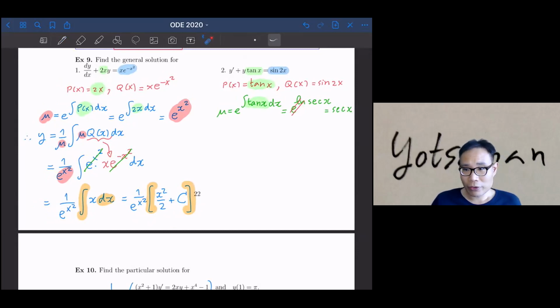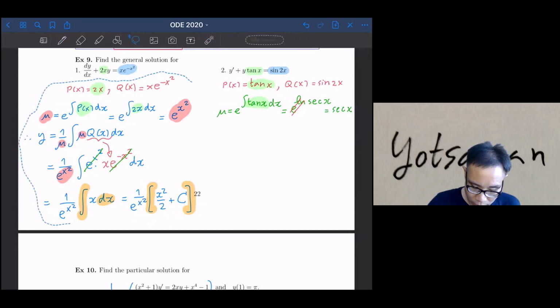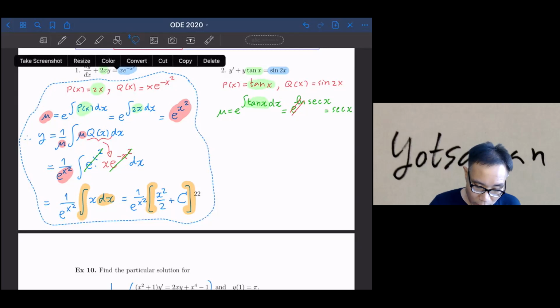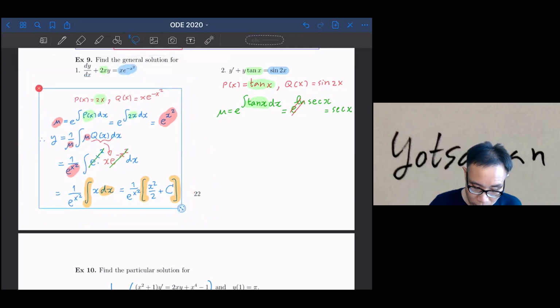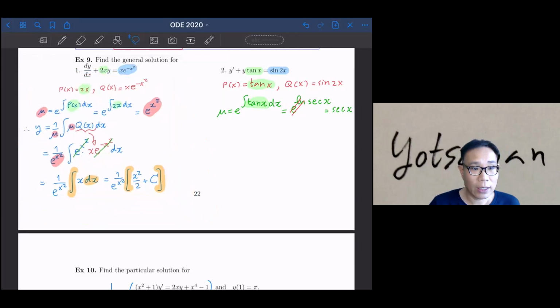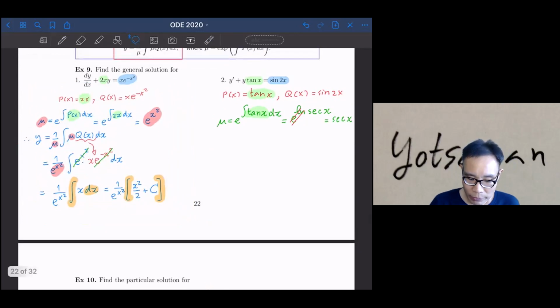You see, there's no need to find dM/dy minus dN/dx and then find mu. We have just an instant formula, and you just apply the formula in order to obtain the final answer. Okay, so I'm going to move this one a little bit, so I will have more space for doing number 2.